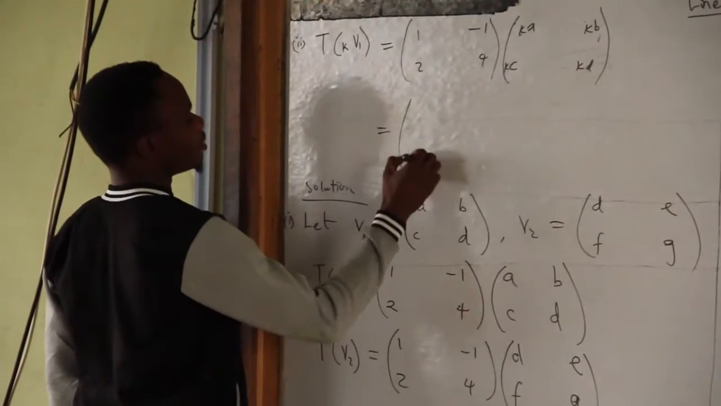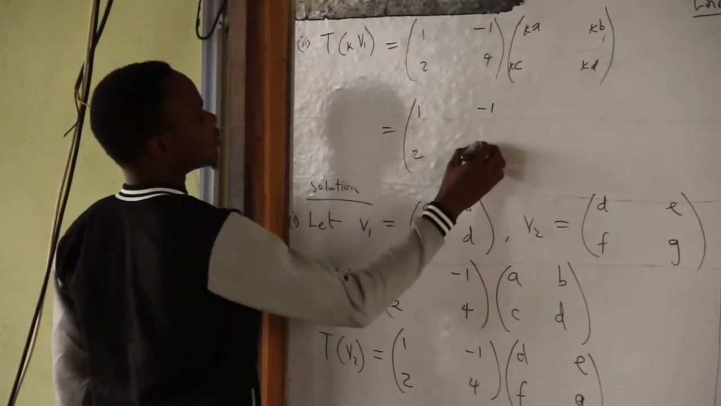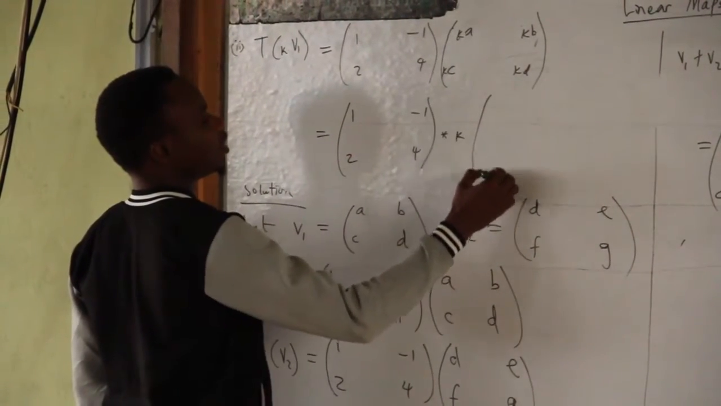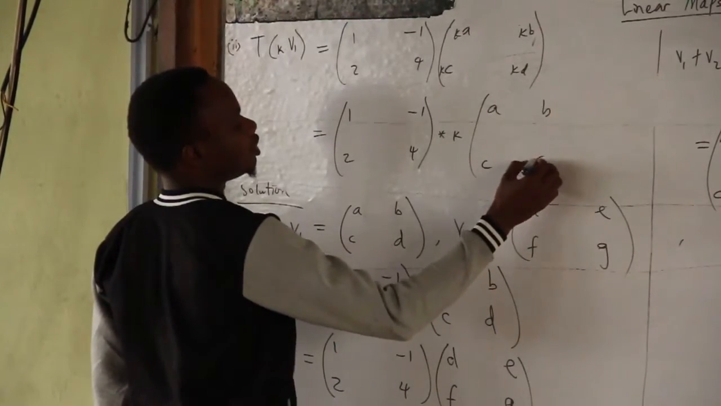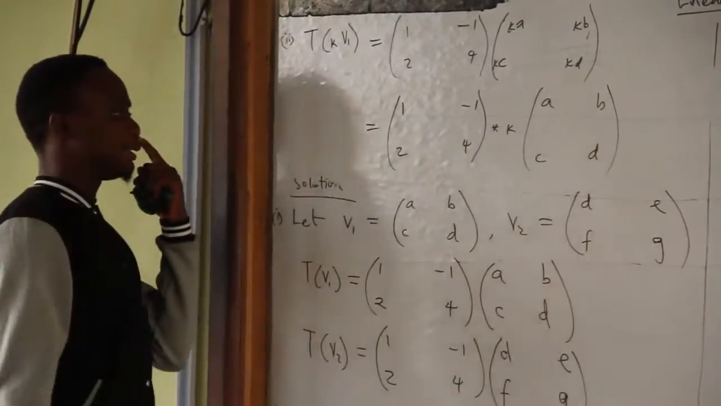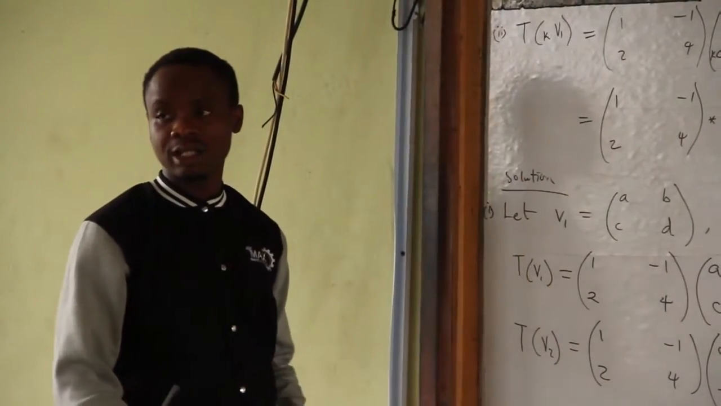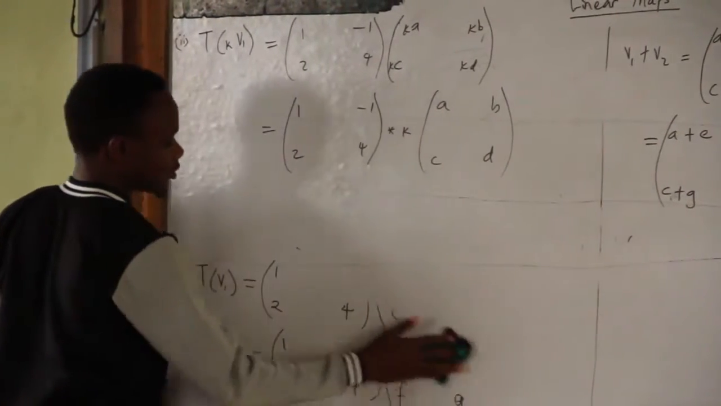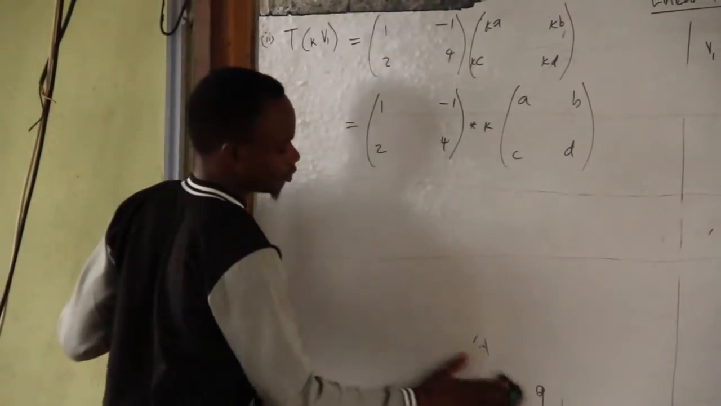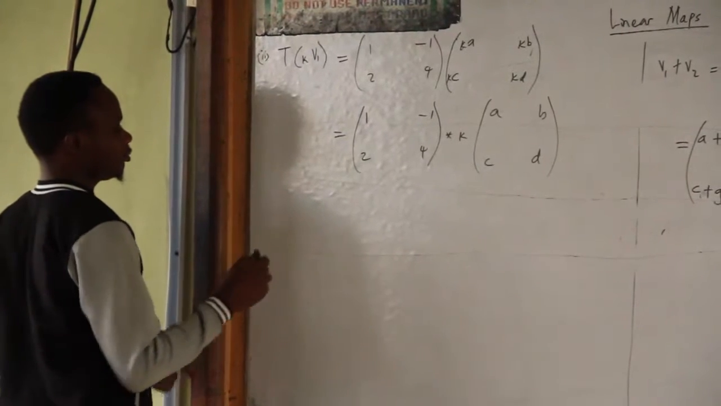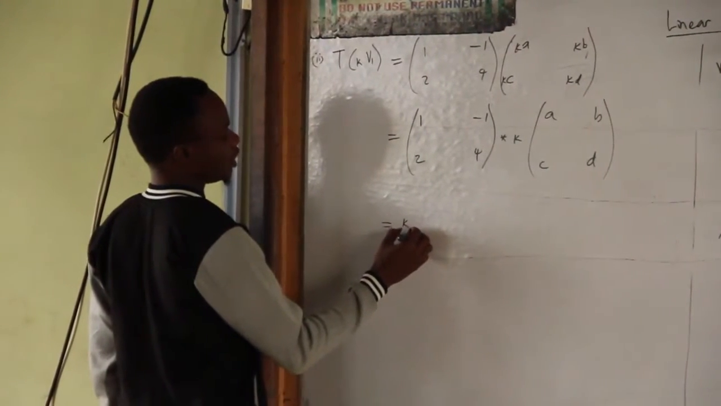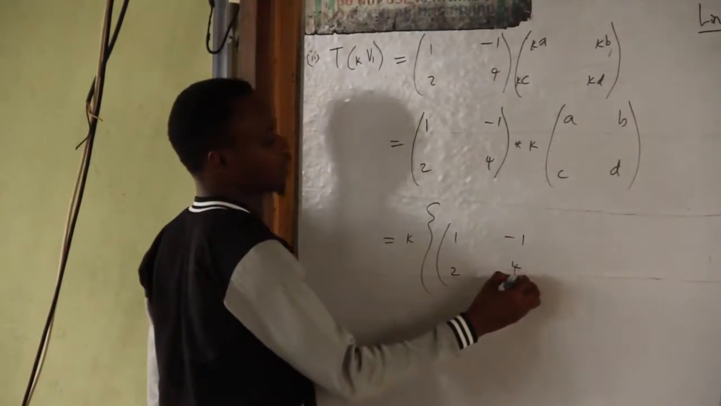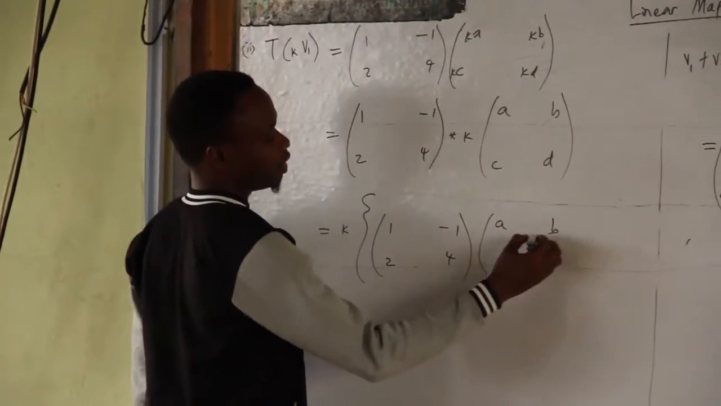So I can say obviously this is equal to 1 minus 1, 2, 4 multiplied by, so I can move out the K into A, B, C, D. How I multiply the K doesn't matter, I can move it outside. Is that clear? Alright, so at the end of the day I can write that this is equal to K into 1 minus 1, 2, 4 times A, B, C, D.